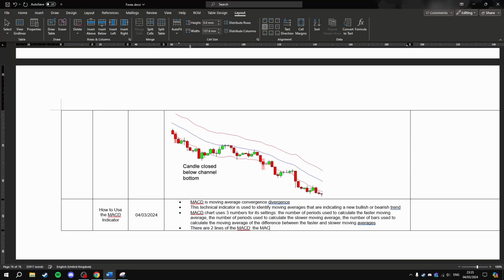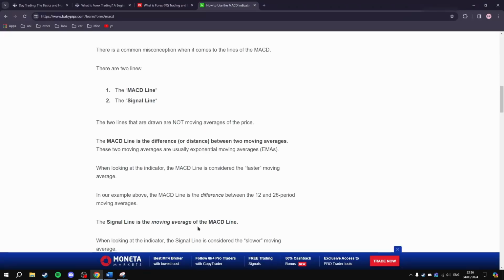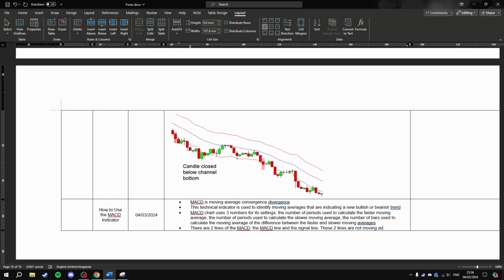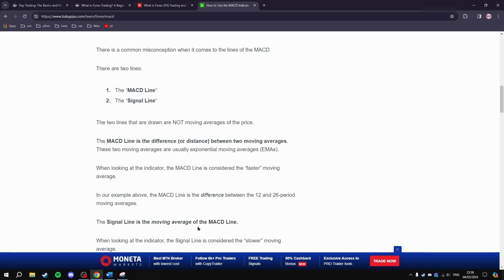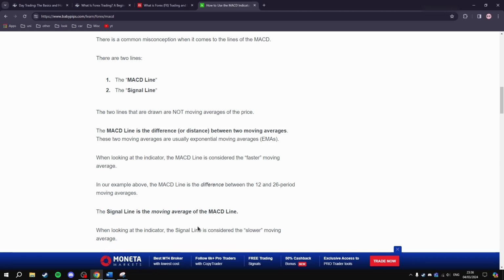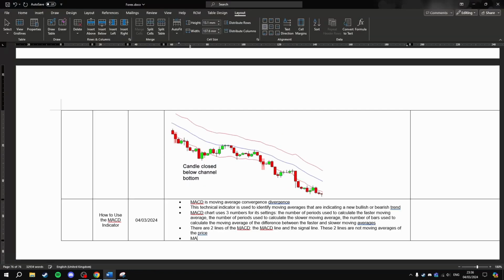The MACD line and the signal line. These two lines are not moving averages of the price. The MACD line is the difference or distance between the two moving averages. These two moving averages are usually exponential moving averages.